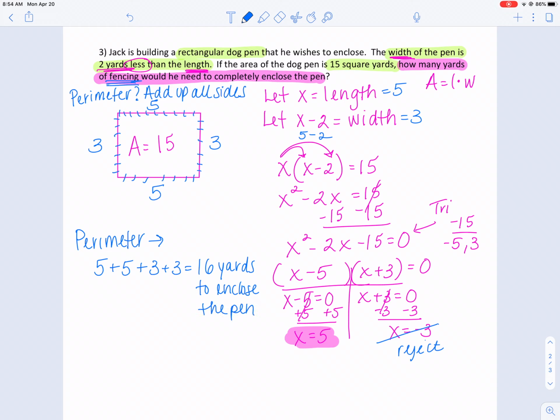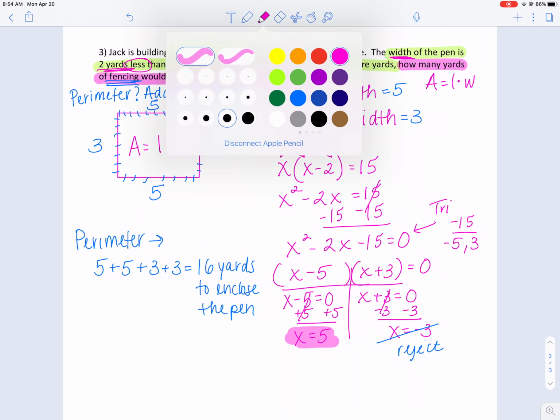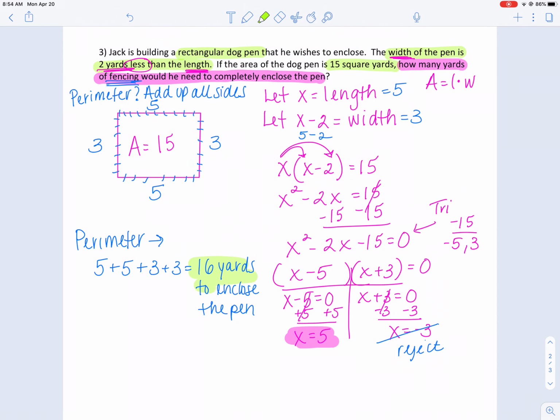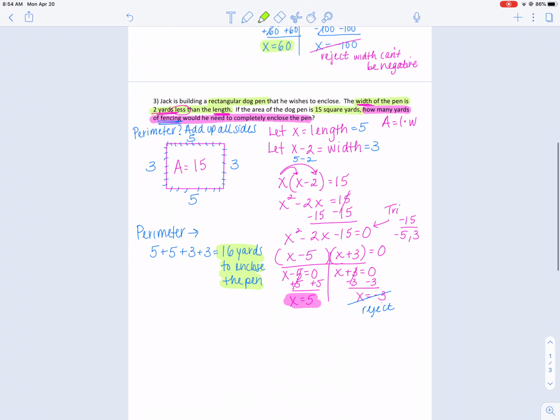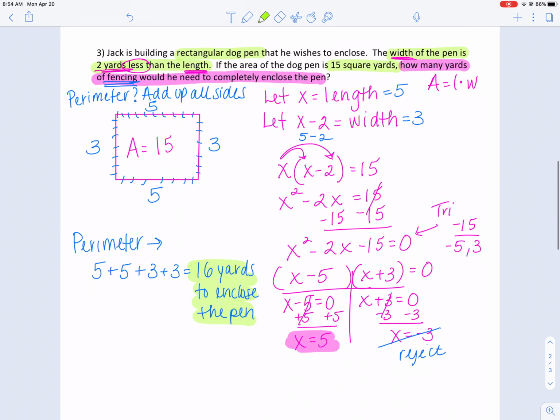So what happened on the Regents, this was a 4-point question. Most kids did great and they solved and they got the length and the width, but then they didn't answer this question of how many yards do they need to enclose the pen, which was perimeter. All right, so that's it. Those are the 3 questions, just all about area and length and width with rectangular figures.